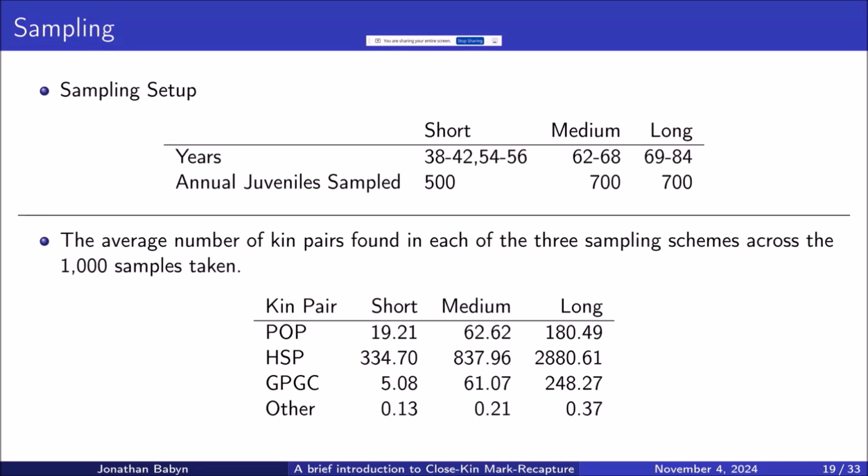And you can also see another thing that's important to note, which is that the number of kin pairs that you find is not just linear with time, right? So you find a lot more half-sibling pairs, for example, and grandparent-grandchild pairs by increasing the number of years than would be linear. So that's something to keep in mind.